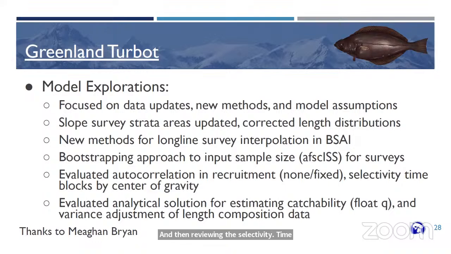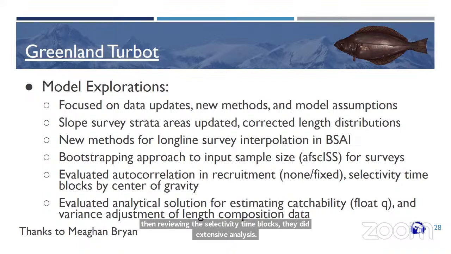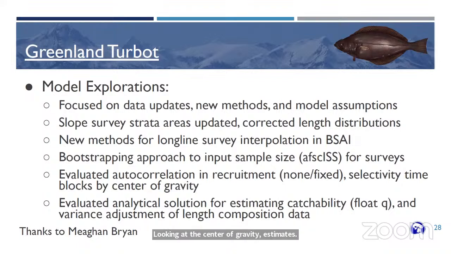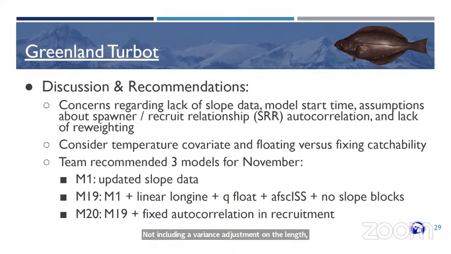They did an extensive analysis looking at the center of gravity estimates, and then evaluating an analytical solution for estimating catchability. This is the float option in SS3. And then finally conducting a sensitivity to not including a variance adjustment on the length composition data. And that's all for the model explorations.